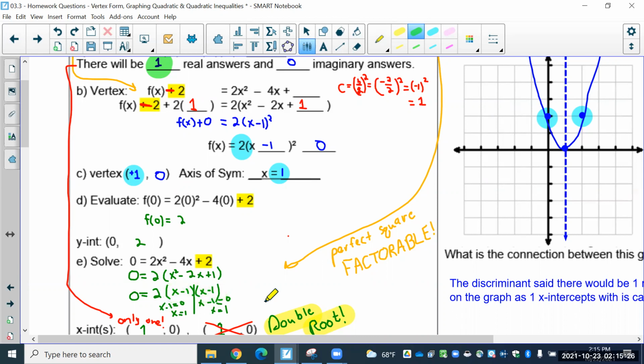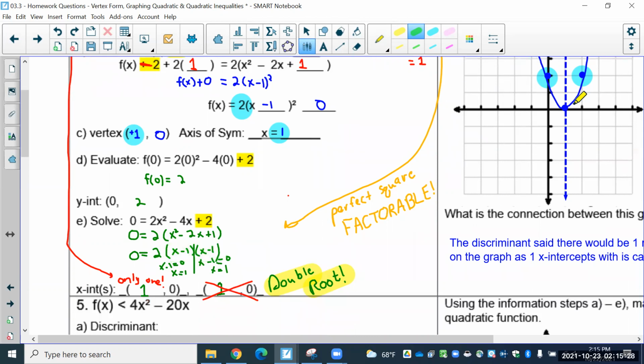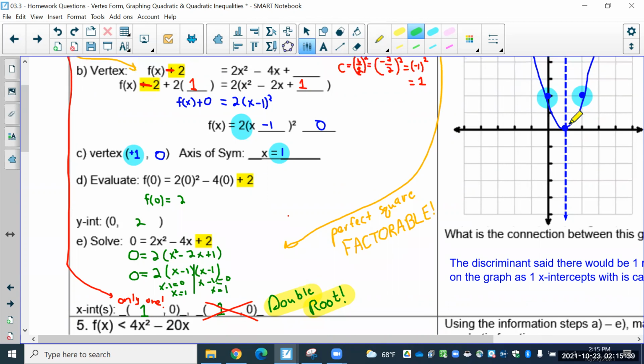So if you wrote down that you had 2 answers, look at your graph. There's only one. It's right there, right? Your only x-intercept is this one right here at 1, 0. So that's called a double root. A double root is when the vertex rests on the x-axis. Anywhere on the x-axis, the y-axis does not matter unless you're talking about the y-intercept. But if my vertex rests on the x-axis, that's called a double root.